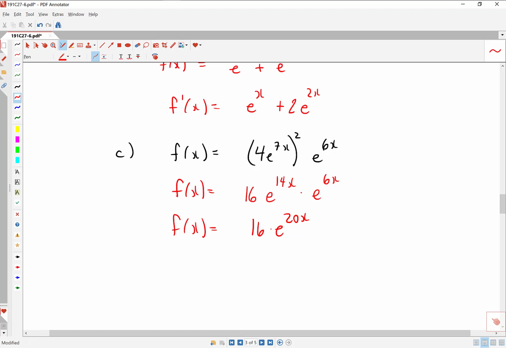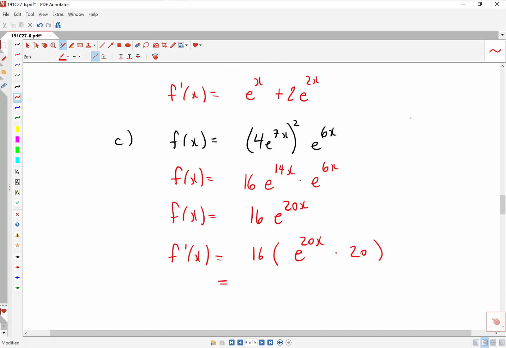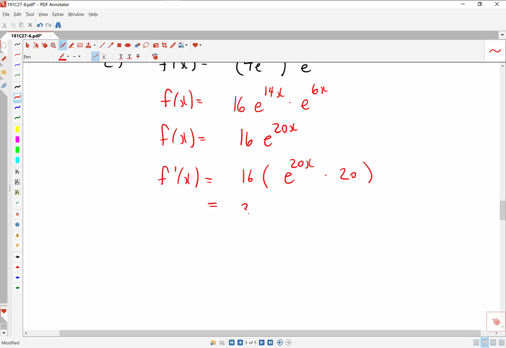Okay, so now that feels like something that's going to differentiate nicely, and we can do our derivative. So f prime of x, we'll keep the factor of 16 out in front. For the derivative of e^(20x), we'll say it's ln of e, which is 1, times e^(20x), times the derivative of the exponent. So overall, if you multiply the 16 times the 20, we get 320e^(20x).